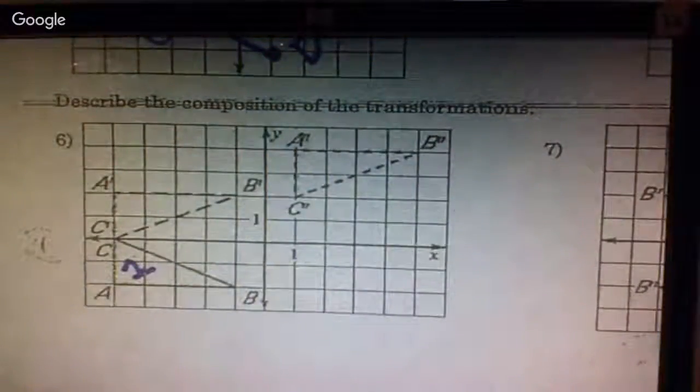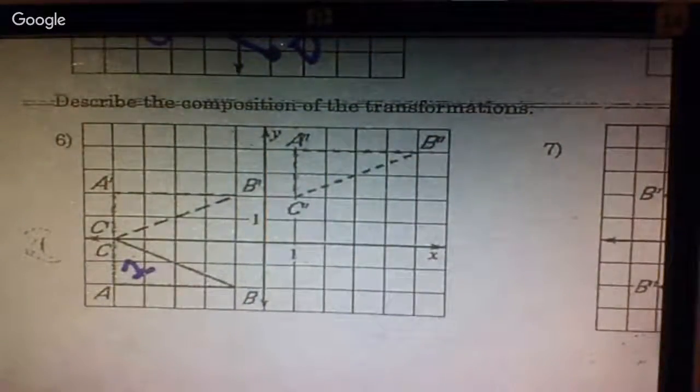For number 6, they want you to tell them what is happening here. So in order to do that, I need to figure out what's my starting figure, what's my first transformation, what's my second. Where do I start? At the bottom. Okay, so here is the first figure. Which one is my second figure? The one right above it.